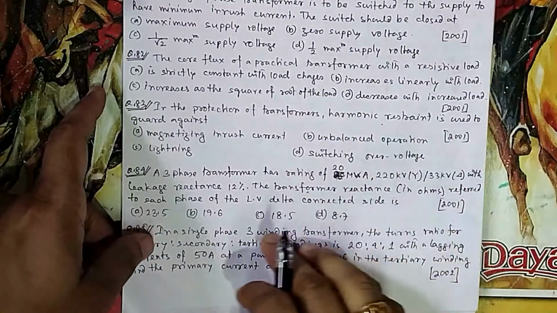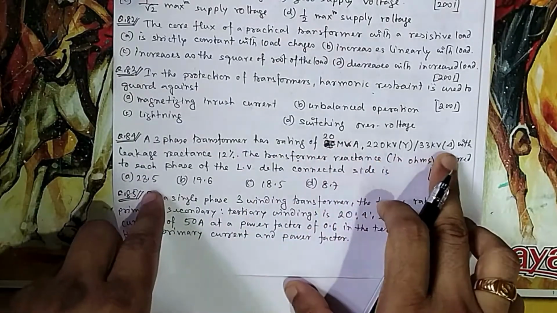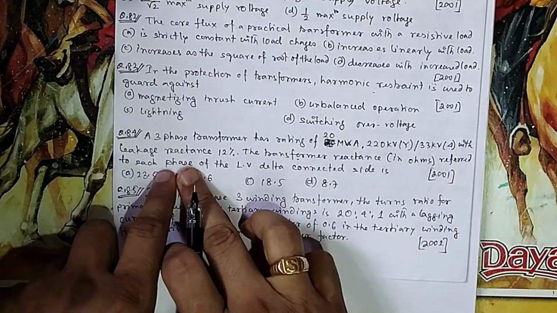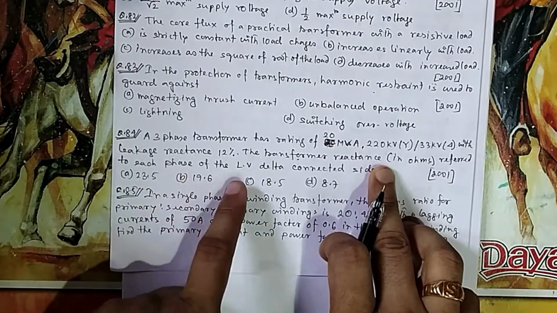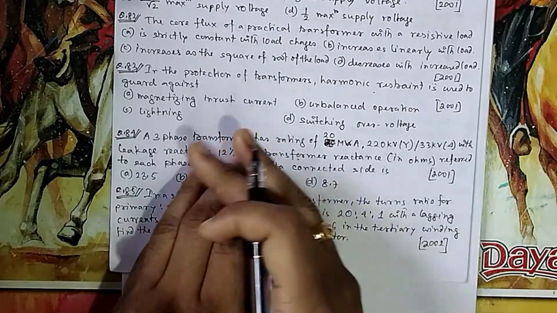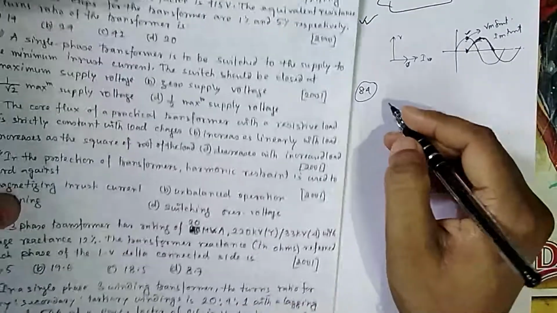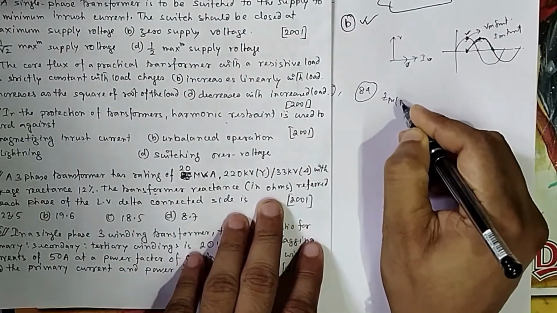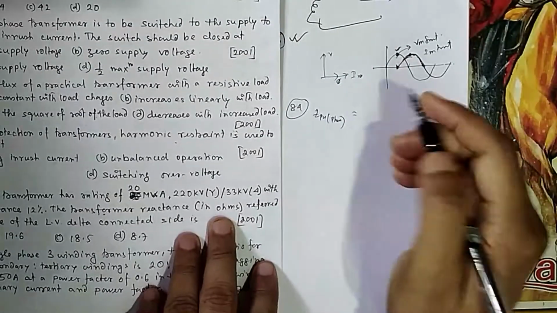Now if you come to 84, a 3-phase transformer has a rating of 20 MVA, this by this, with a leakage reactance given. Find the transformer reactance in ohms referred to each phase. So you have to find the transformer reactance per phase, and you have to be very careful. On the LV side, the delta connected side, you want to refer it to delta connected. So your Z per unit per phase, you have to be careful, all your bases should be on a per phase basis.